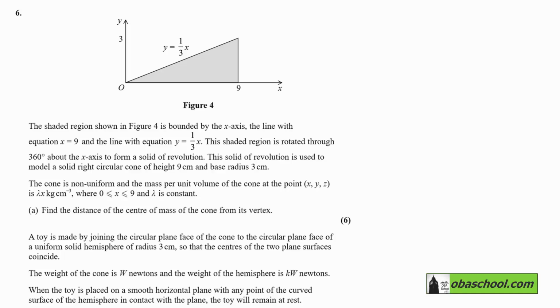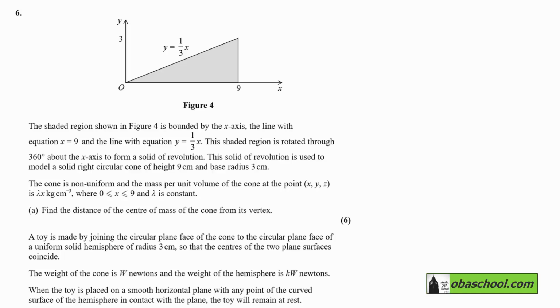The shaded region shown in figure 4 is bounded by the x-axis, the line with equation x equals 9, and the line with equation y equals 1/3 x. We can see all of that in the diagram. This shaded region is rotated through 360 degrees about the x-axis to form a solid of revolution.